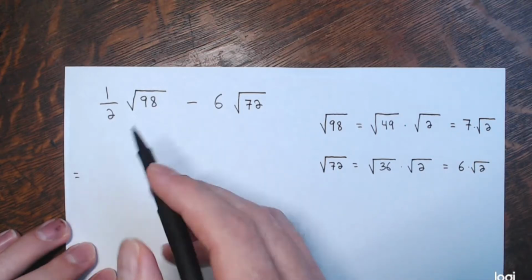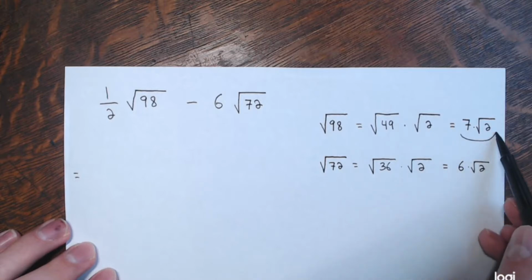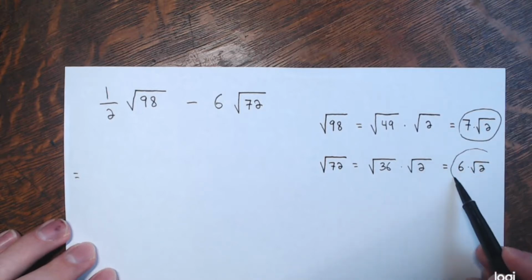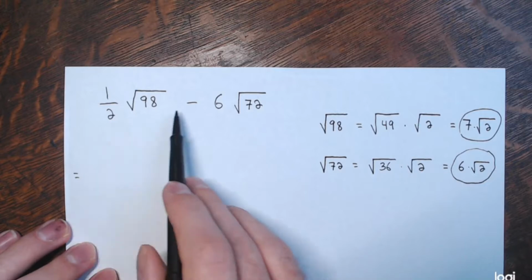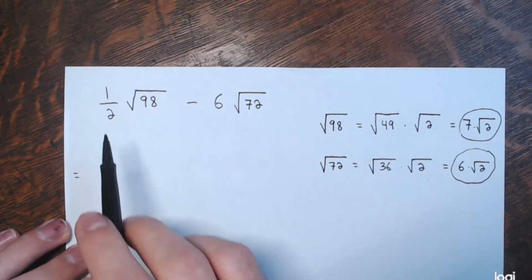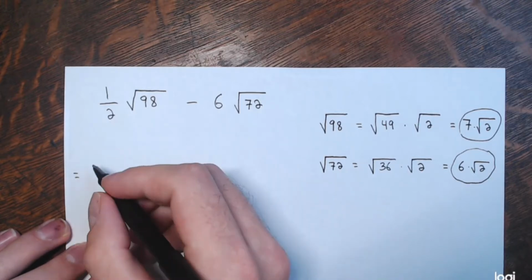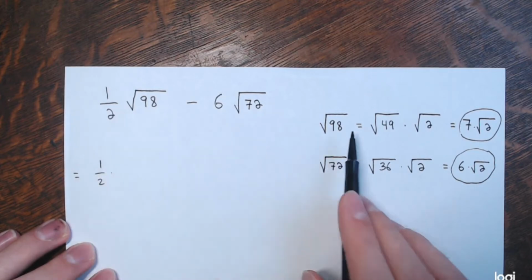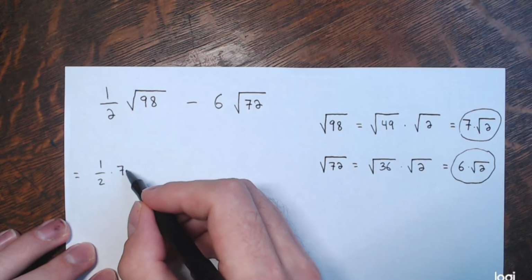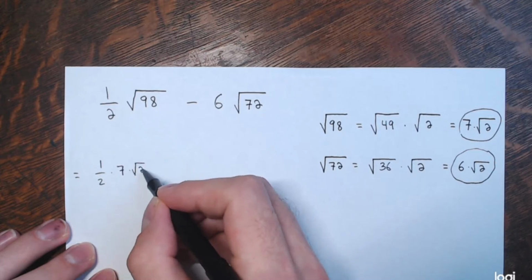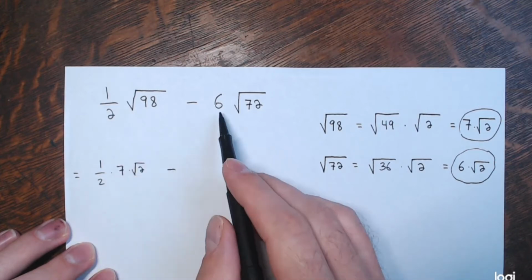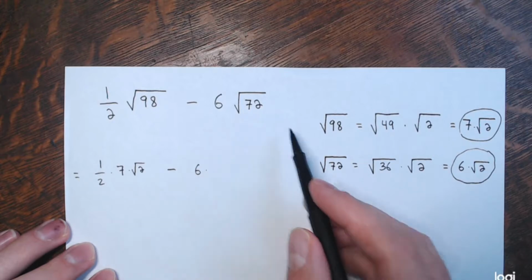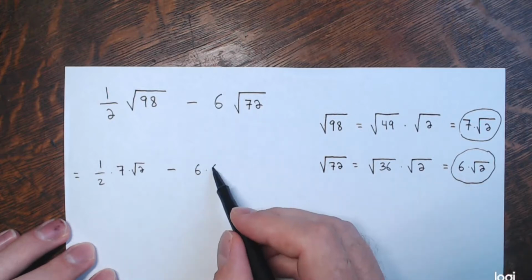Alright, so now I'm putting these, the 7 times the square root of 2 and the 6 times the square root of 2, back into my expression here. So this expression we were given is now 1/2 times, and then the square root of 98 is 7 times the square root of 2, minus, and then 6 times the square root of 72 is 6 times the square root of 2.